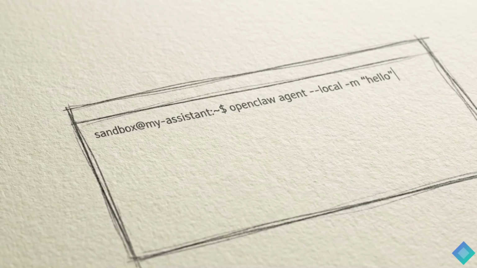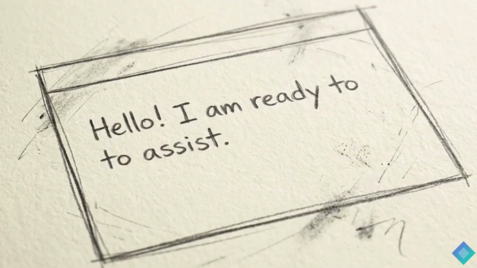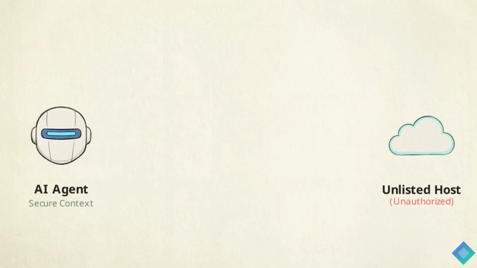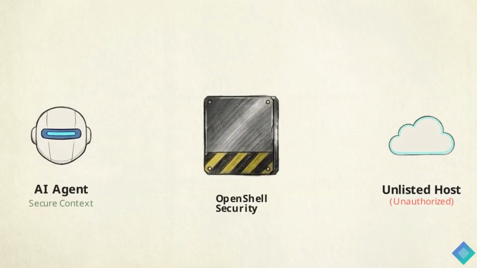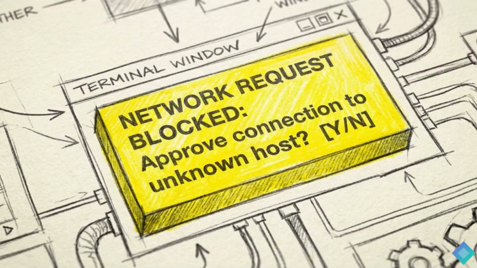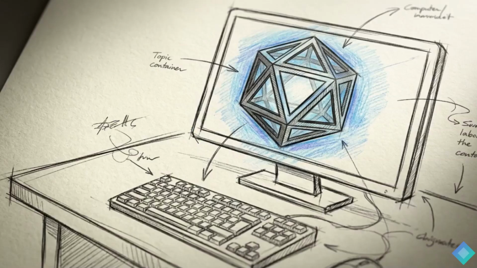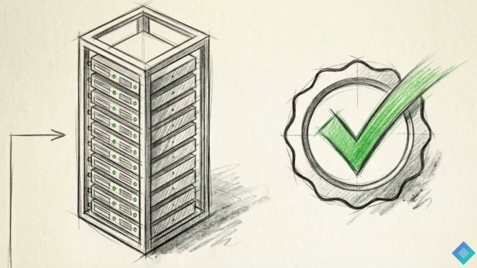Alternatively, you can use the openclaw command line interface, or CLI. This allows you to send a single message and print the response, which is highly useful for automated scripting instead of conversational chat. If the agent attempts to reach an unlisted host, OpenShell immediately blocks the unauthorized network connection. It then surfaces that request in the TUI, waiting for your explicit operator approval before proceeding. Successfully chatting with the agent proves you now have an active, responsive intelligence that is completely physically contained. Your baseline deployment of the NemoClaw secure environment is now fully operational.